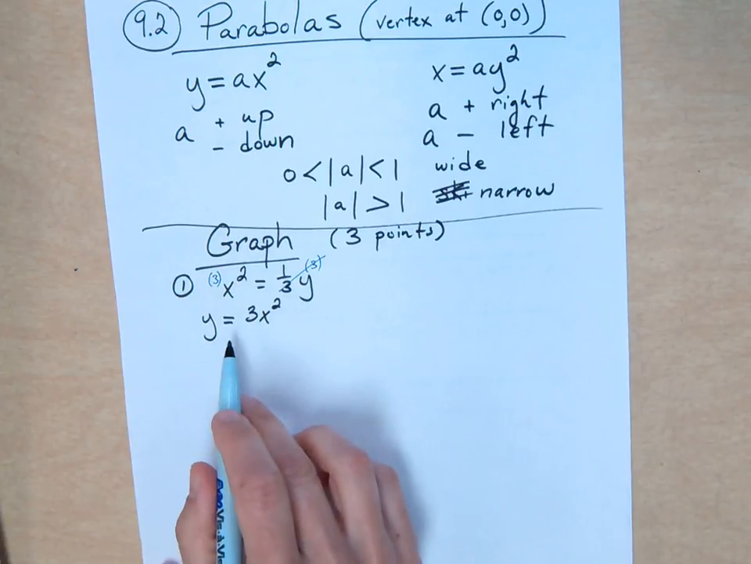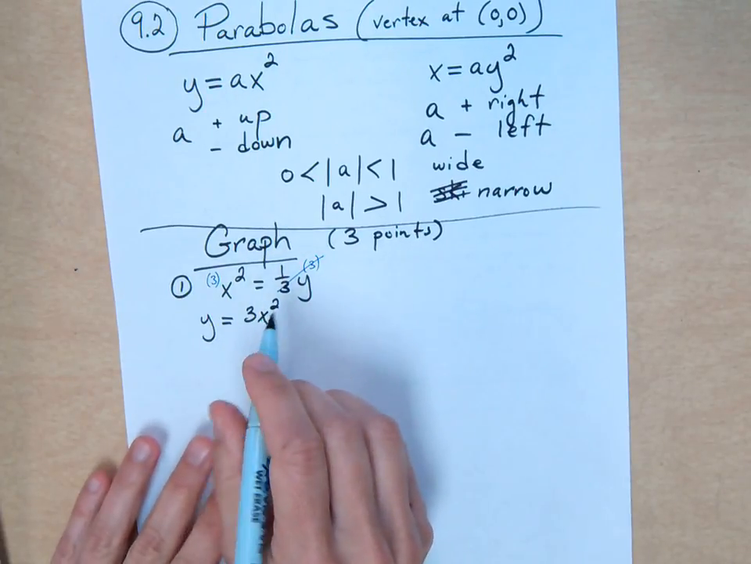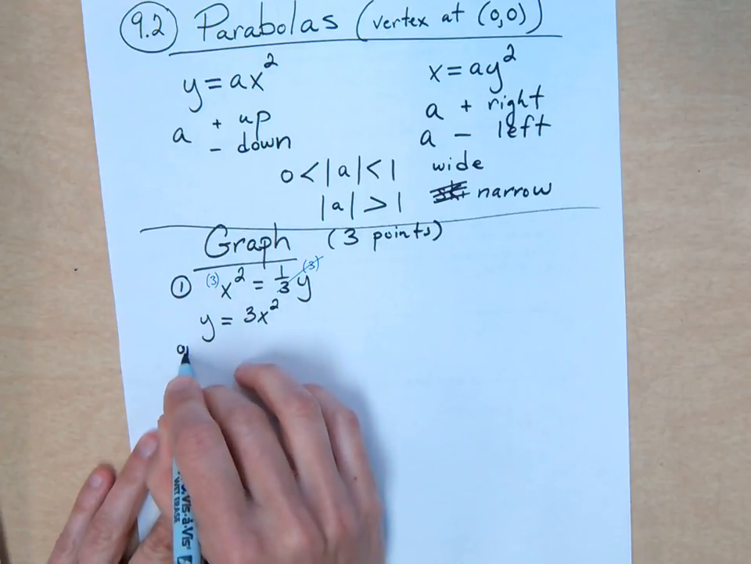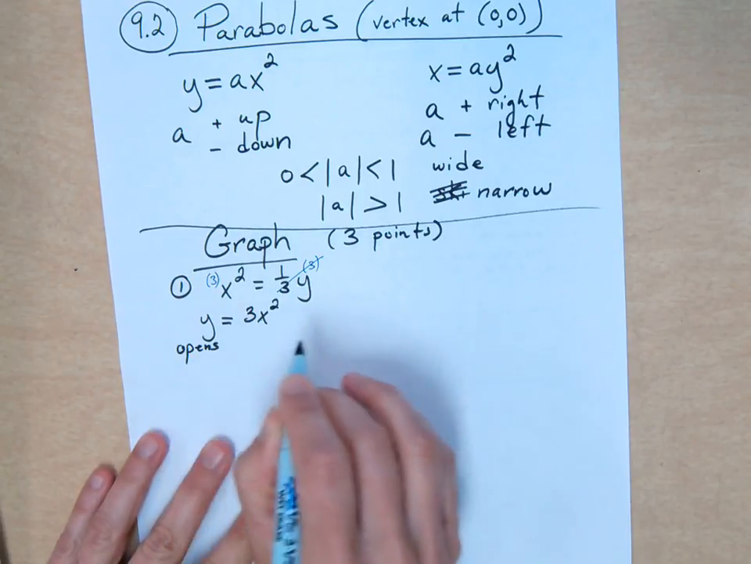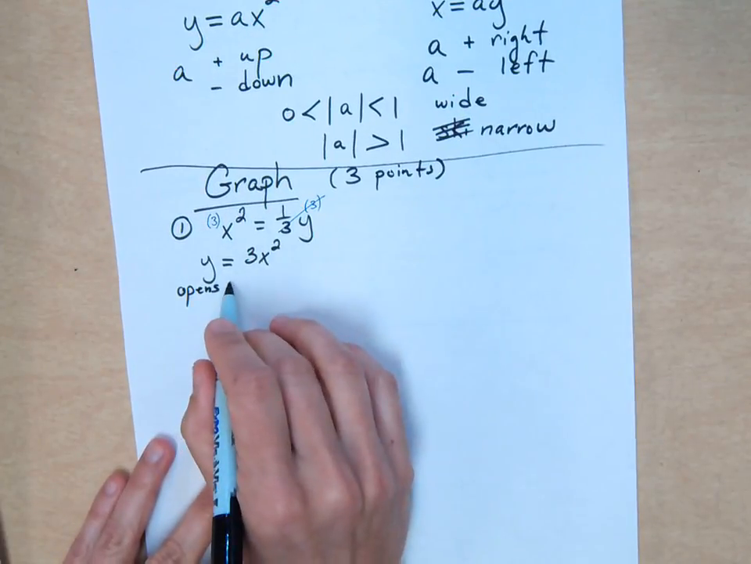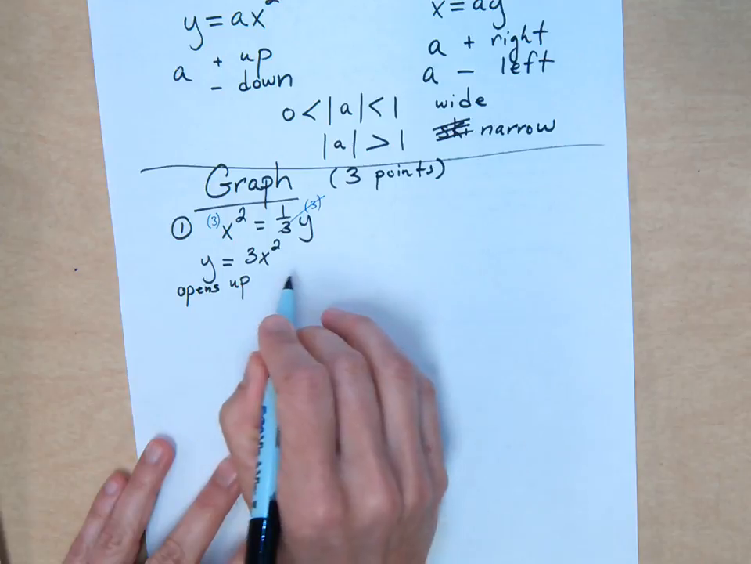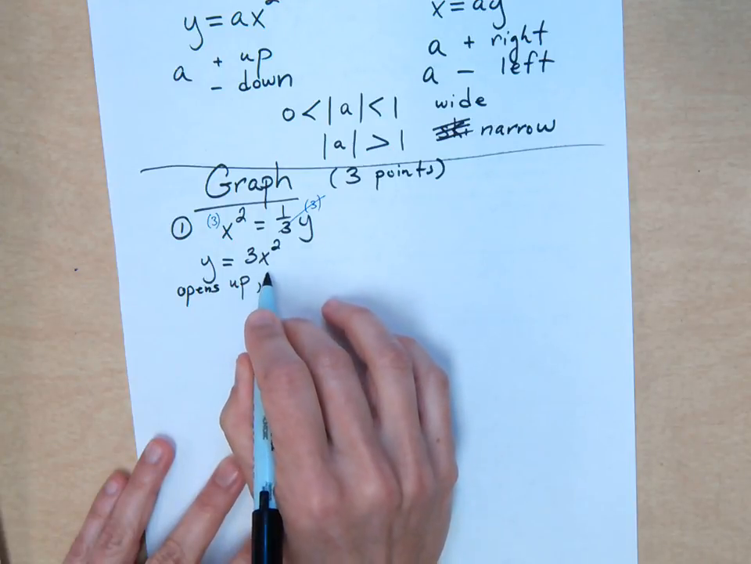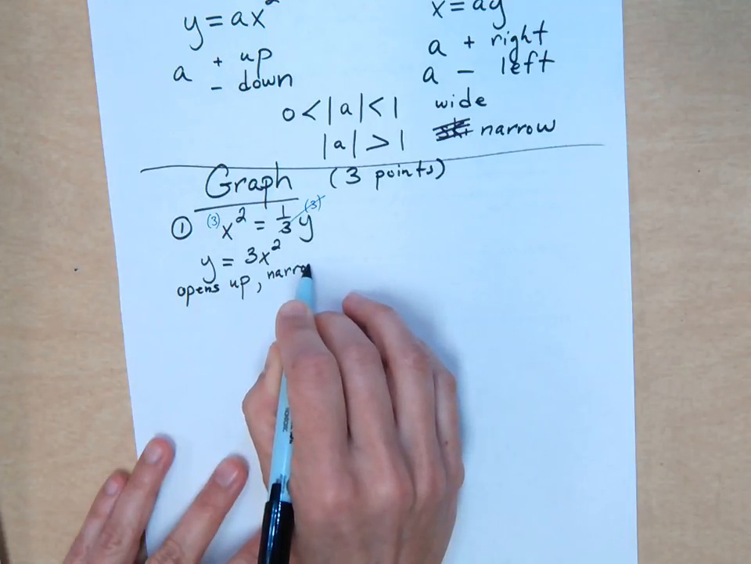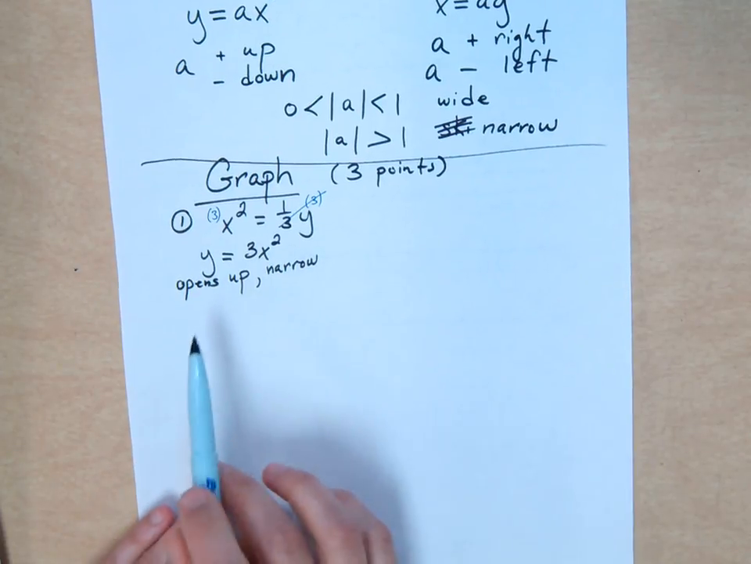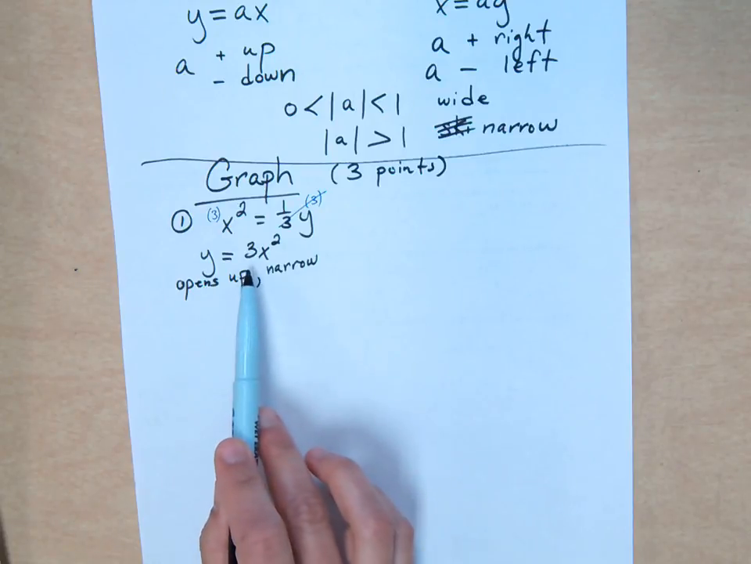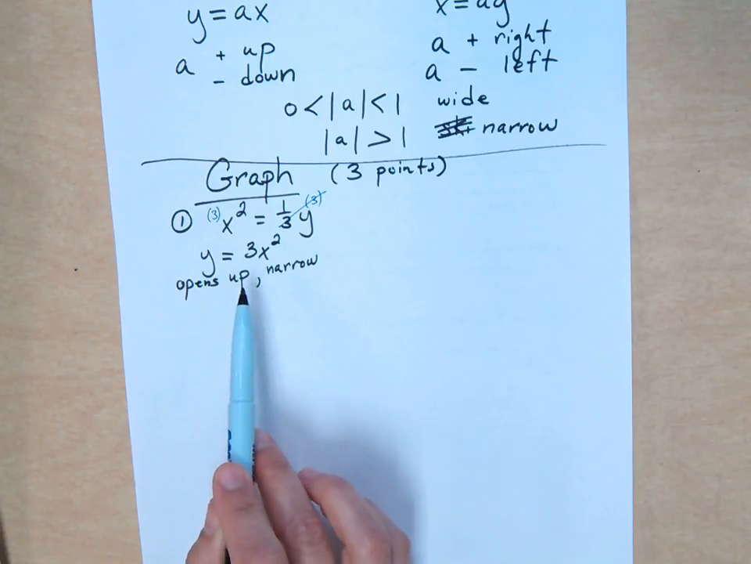Now I know it opens up. And is it wide or narrow? So let's write the info. Opens up. And it is narrow. It opens up because a is positive 3, and it's narrow because a is greater than 1.